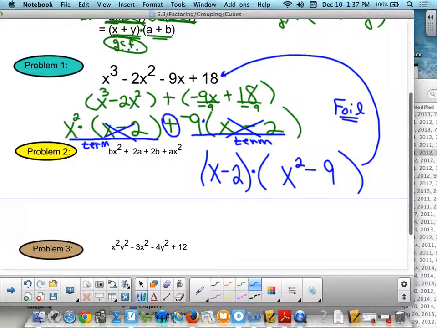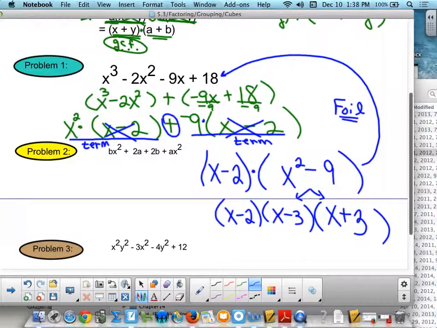Is that problem 1 still? Uh-huh. You're not done, guys. Look at your 2 factors. Is one of them still factorable? Yeah, x squared minus 9, the difference of 2 perfect squares. This one has another step. It says to break it up again. So it's x minus 2 times x minus 3 times x plus 3. Now you're done. So these are the 3 factors. If you multiply this times this times this, you get that.